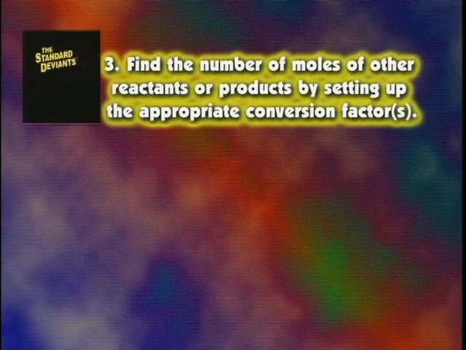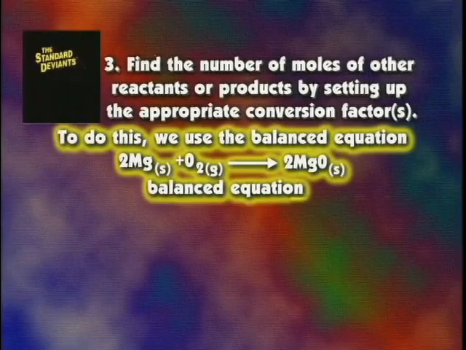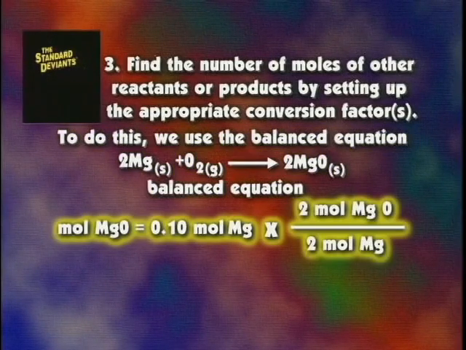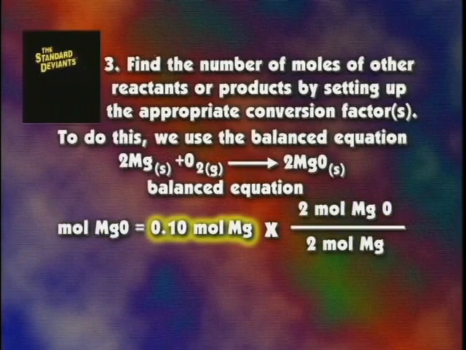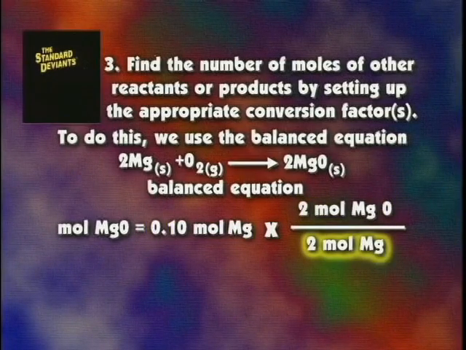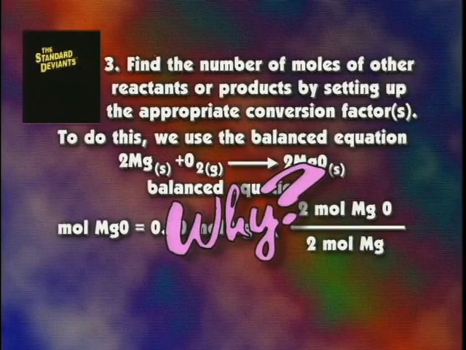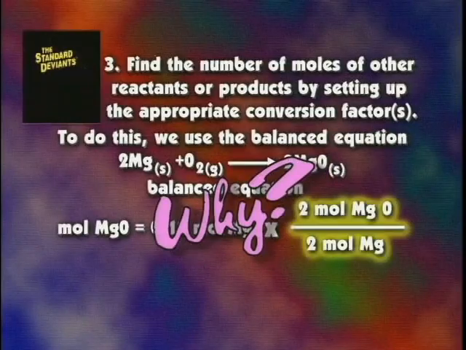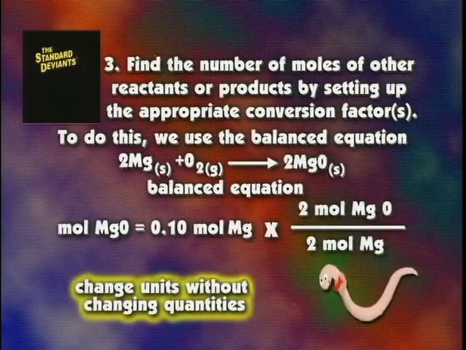Now we'll find how many moles of the product magnesium oxide there are by setting up a conversion factor. We base the conversion factor on information from the balanced equation. So here's the conversion factor. We'll multiply the number of moles of magnesium we have, which we just calculated, by 2 moles of magnesium oxide over 2 moles of magnesium. Why? Because multiplying by 2 moles of magnesium oxide over 2 moles of magnesium changes our units without changing quantities.